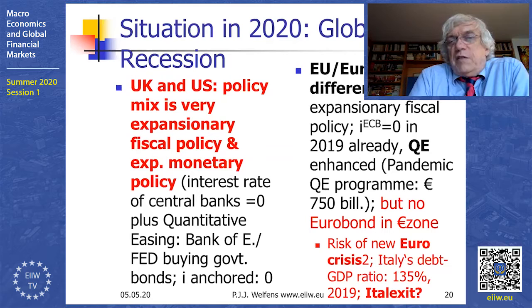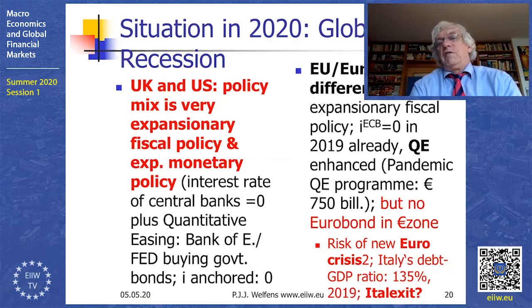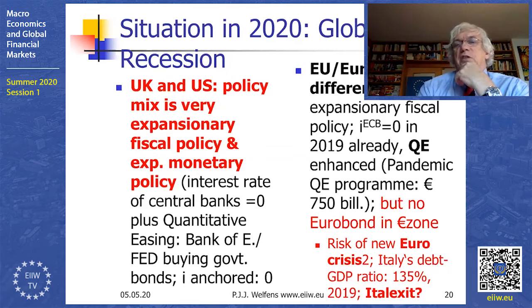They have adopted what they call pandemic QE. The volume is 750 billion euro. But on the other hand, we have obviously no such thing as the Eurobond in the Eurozone. And that means that the situation in the Eurozone in qualitative terms as regards the policy mix is different from what it is in the UK and in the US. And I would argue that there is a considerable risk of a new euro crisis too.